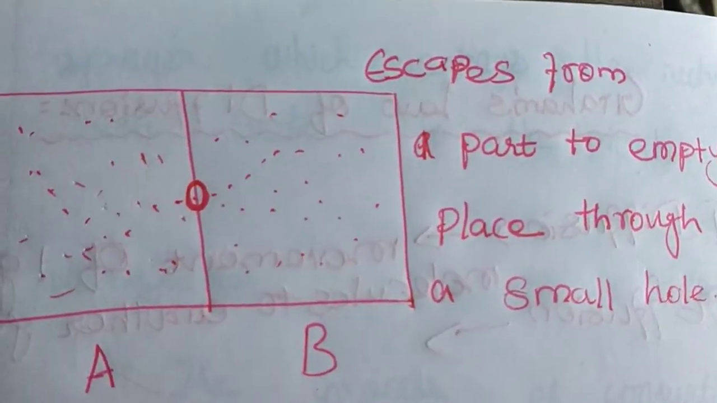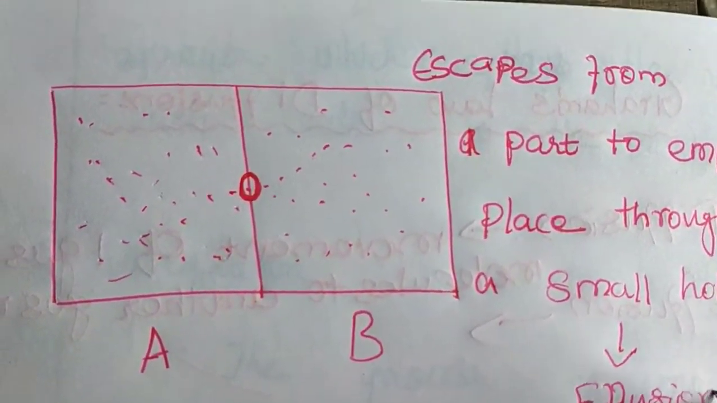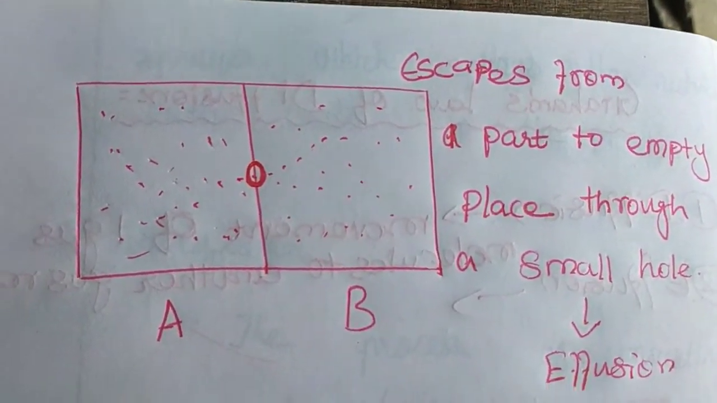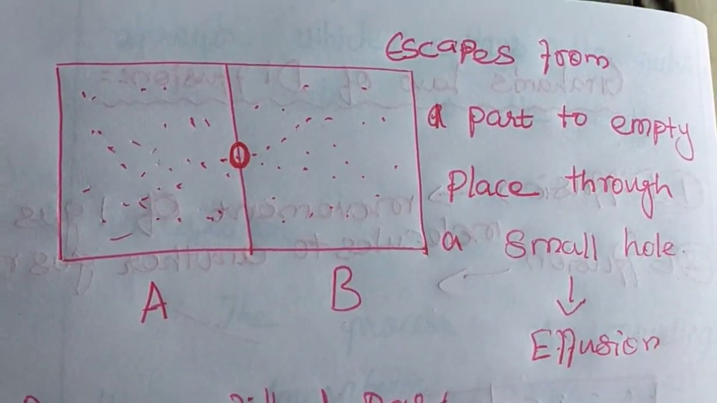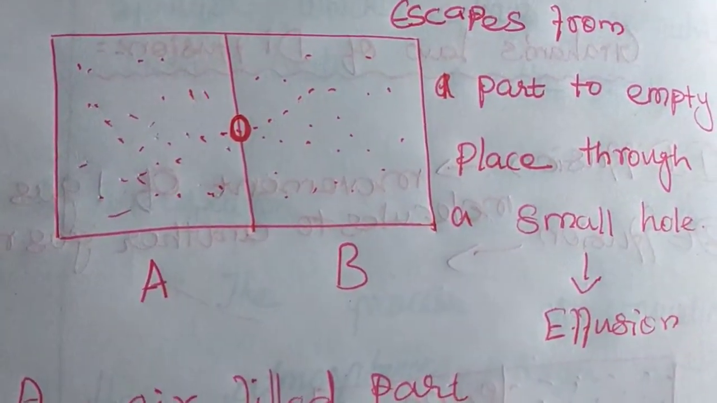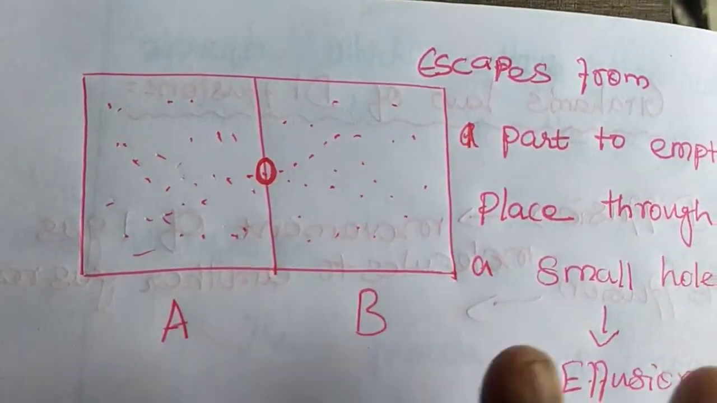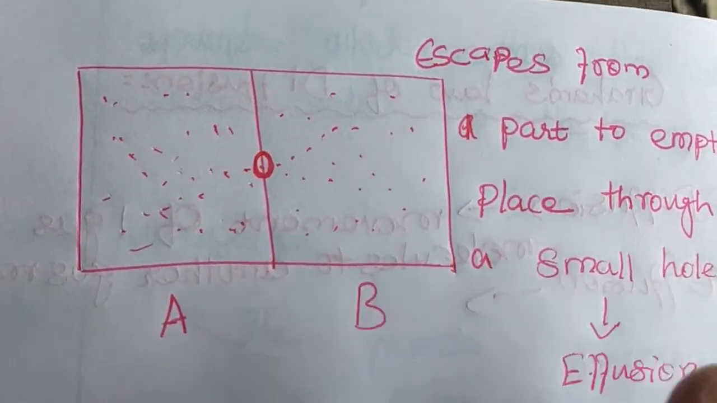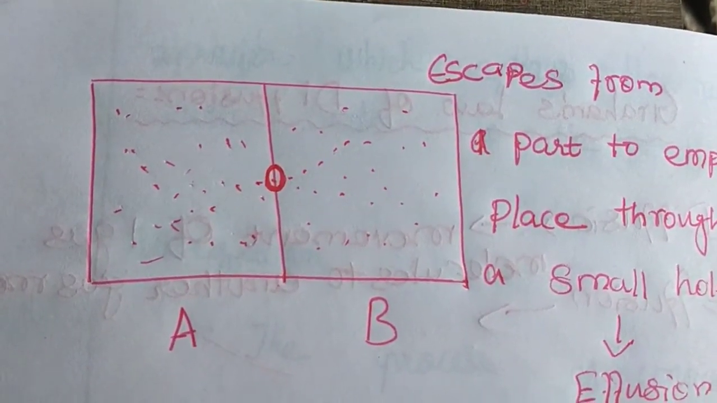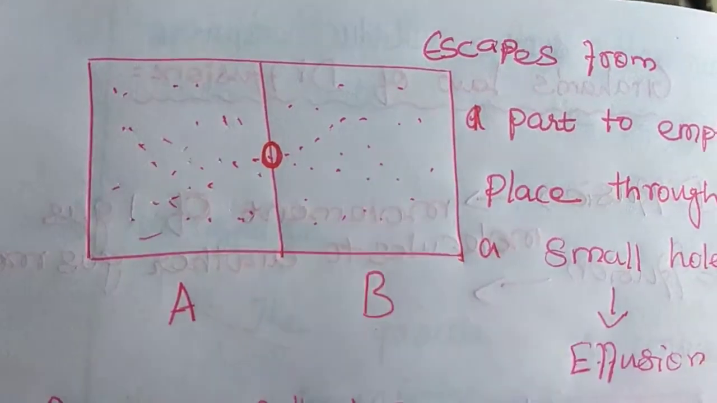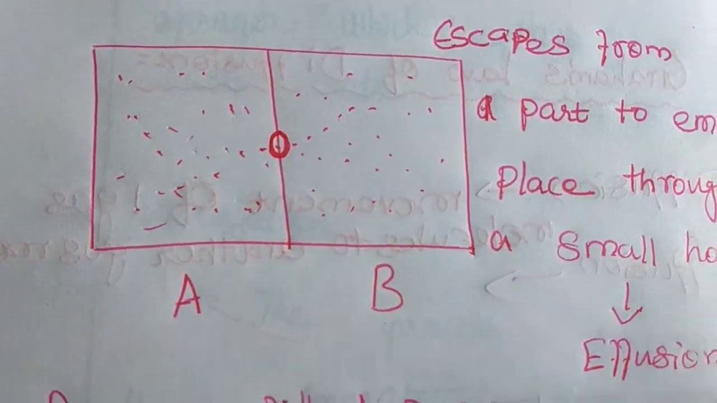This is known as effusion. Okay, this is effusion. So what is effusion? Gas particles escaping from a part to an empty part or empty place through a small hole is known as the effusion process. So this is another process. Diffusion is a different process. In diffusion, two gases are mixing together, but effusion means they are escaping. Only the gas particles are escaping from the higher part to the vacuum place or the empty place. Okay, they are trying to fill the gas into the empty place.